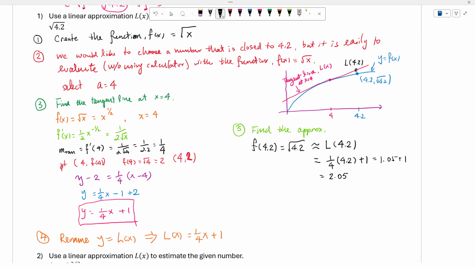So meaning in this case, square root of 4.2 is approximately equal to 2.05. Okay. So let's see how accurate this number is. What we could do is we could check the result using a calculator then.